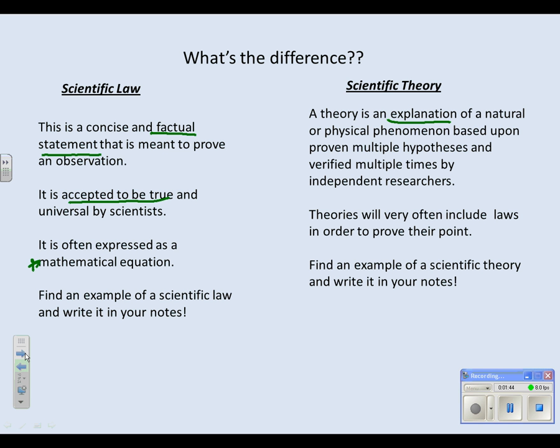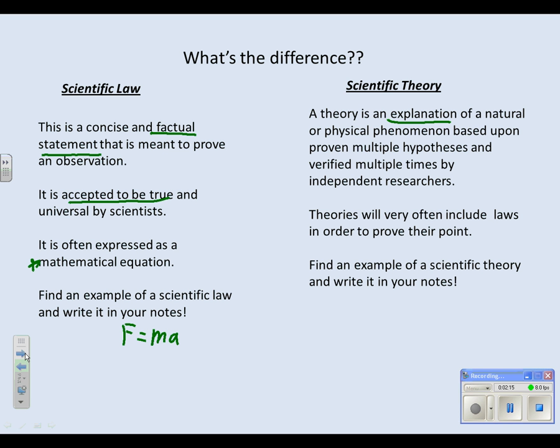So an example of a law versus a theory. Now, this is a physics equation, but you have something with a math equation like force equals mass times acceleration. That is not something you need to know yet. That's more of a physics thing that you'll get into your junior year or your next year. But that is a law. We know that the force of something is a multiplication of the mass times how fast that object is going.